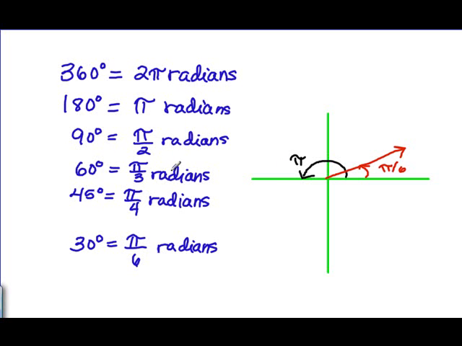Now let's change it up a bit. What if we wanted to draw the angle 3 pi over 2? Well, we know that 1 pi over 2 is 90 degrees. 2 pi over 2 is equivalent to pi, and 3 pi over 2 would be this measurement right here.